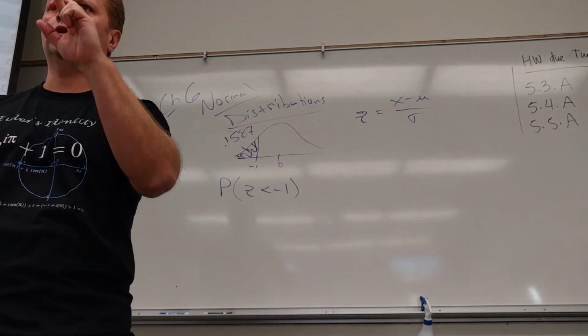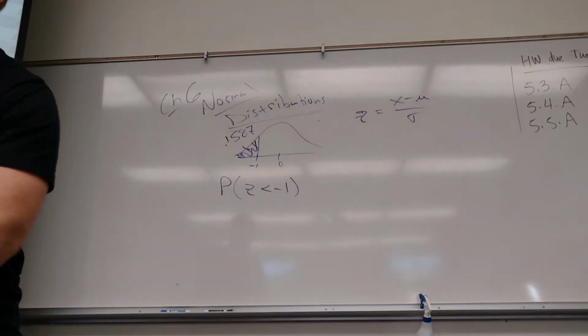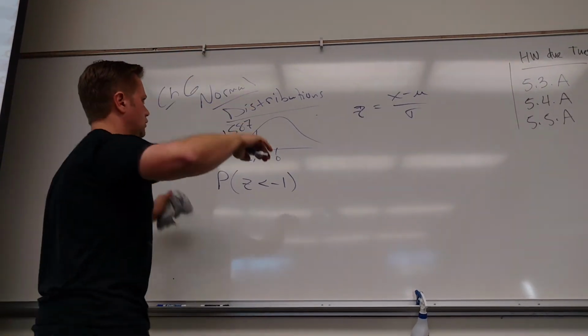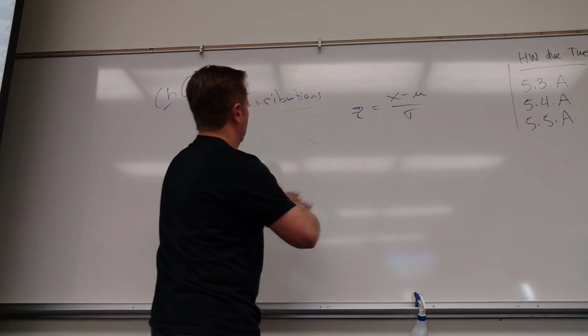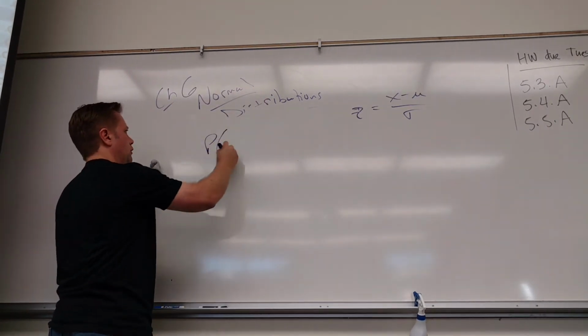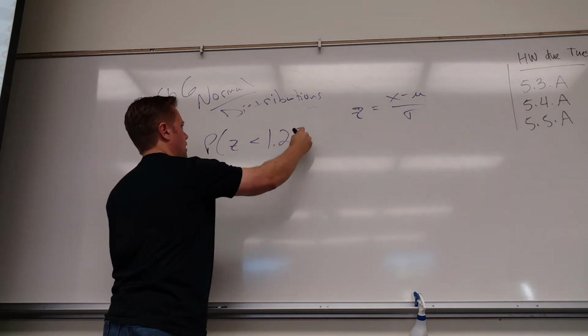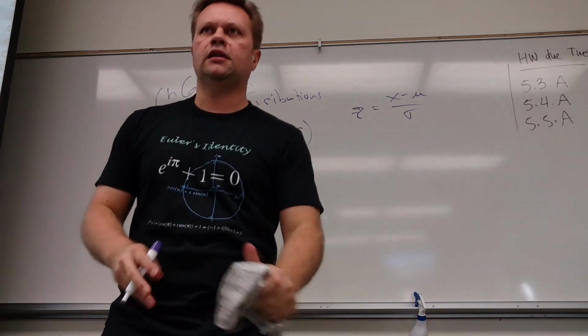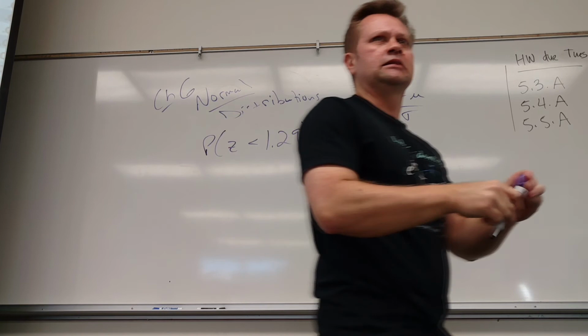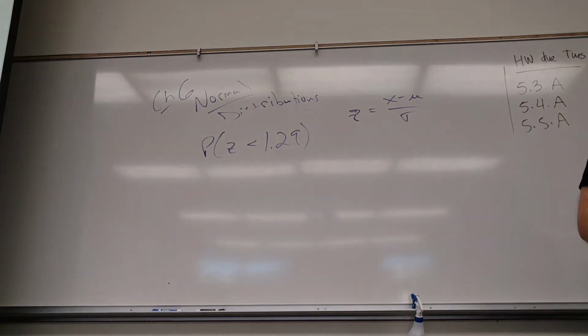Okay, so let's try something out here. First off, let me just make sure you guys can read this chart correctly. So, looking at the chart, can you figure out the probability that z is less than 1.29? Is that a negative or a positive z-score? So you want to look at the positive side.